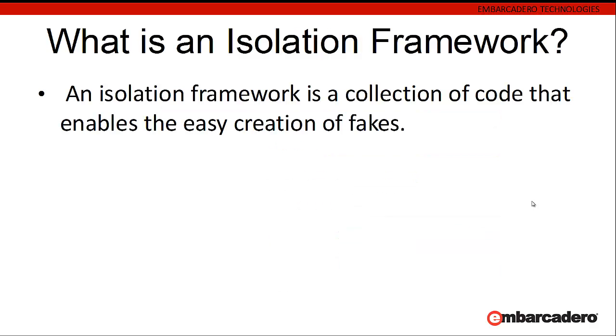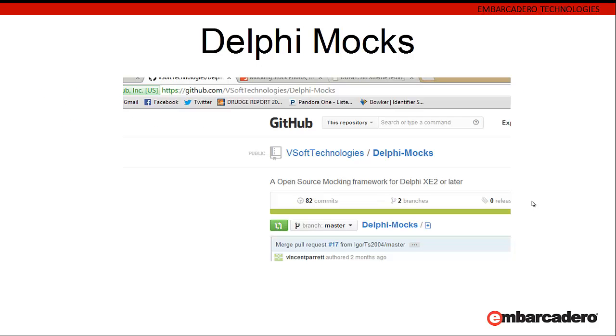We talked about isolation frameworks a little bit with mocks and stubs, but I'll give a formal definition here. An isolation framework is a collection of code that enables the easy creation of fakes. An isolation framework, more commonly called a mocking framework, but mocking, of course, as we've seen, is only part of the story, is one that allows you to test your code in isolation. It allows you to create fake dependencies to isolate your classes so that they can be tested independently.